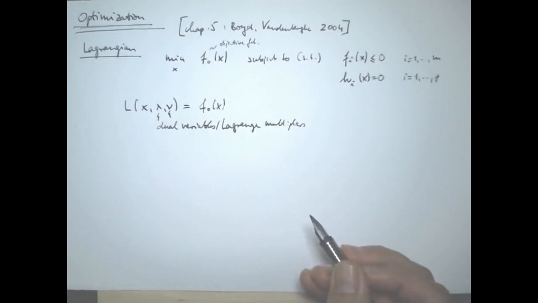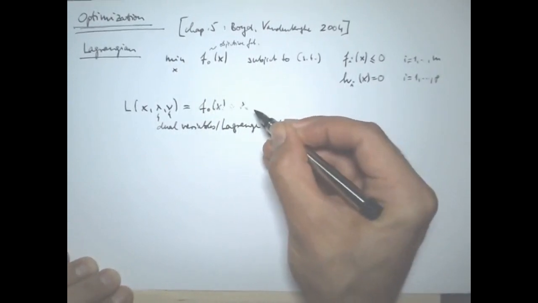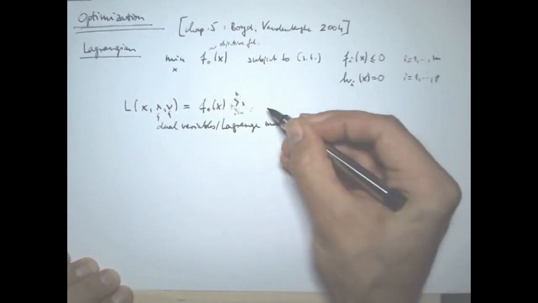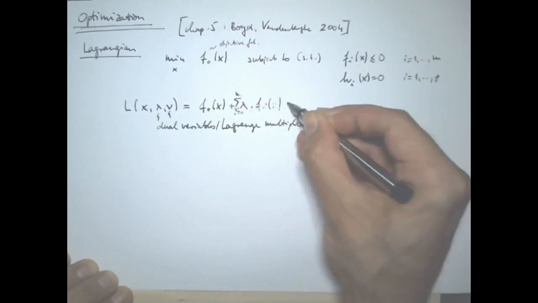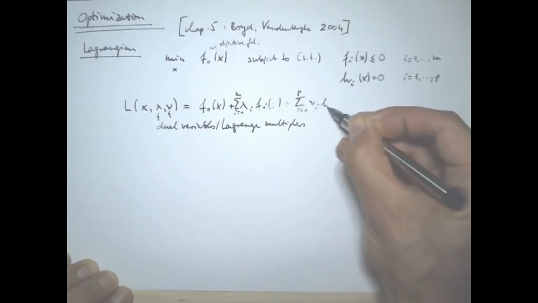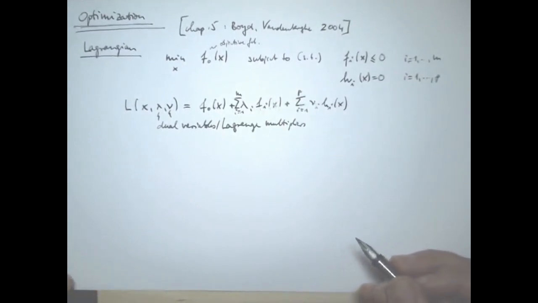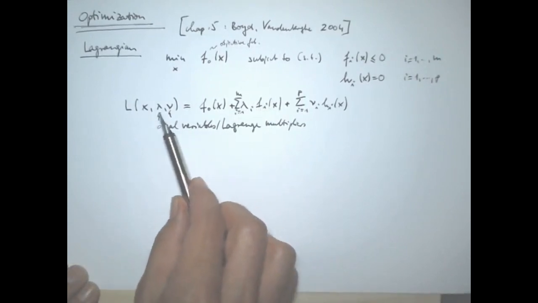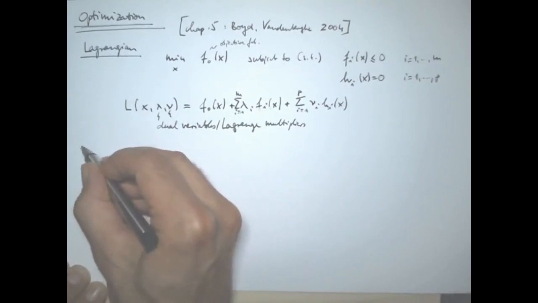Okay, and we now incorporate these constraints into the objective function by adding here the sum of lambda i times fi of x and the sum over nu i hi of x. And so we have the primal and the dual variables, and we can build the Lagrange dual or just dual function.